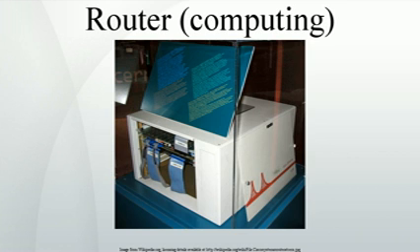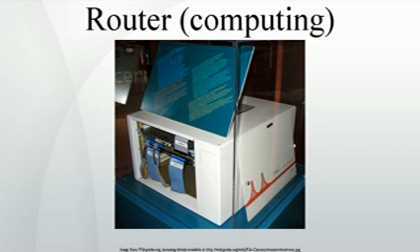This creates an overlay internetwork, as a router is connected to two or more data lines from different networks. When a data packet comes in one of the lines, the router reads the address information in the packet to determine its ultimate destination. Then, using information in its routing table or routing policy, it directs the packet to the next network on its journey.